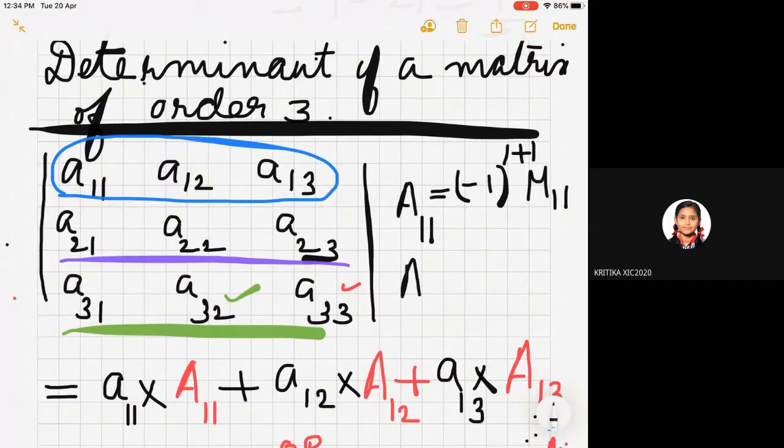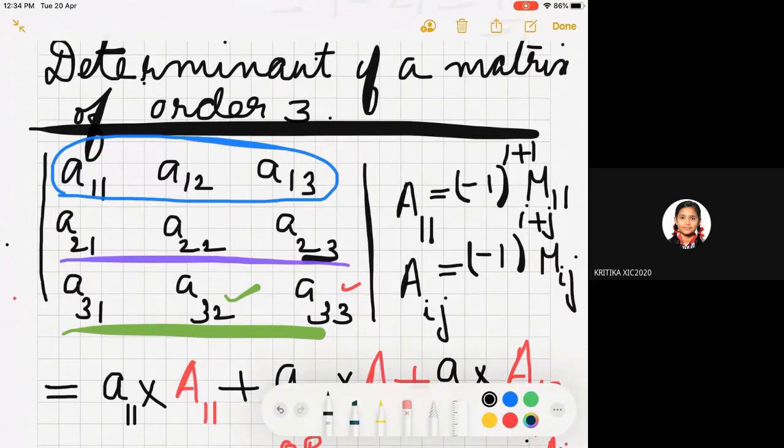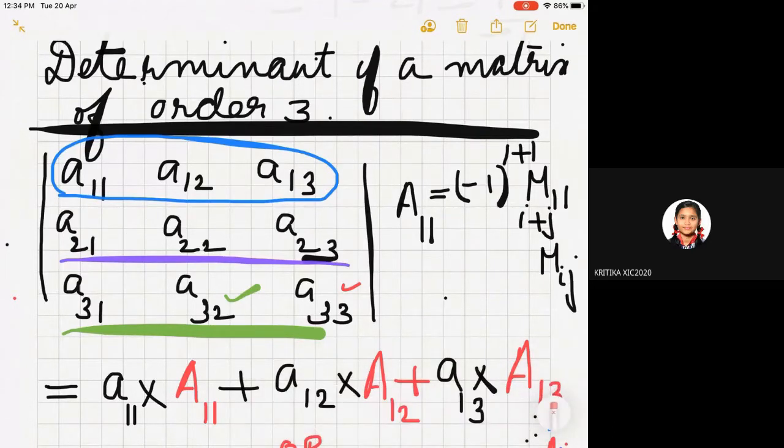Or the cofactor of the element Aij is denoted by capital Aij, which is equal to minus 1 raised to i plus j into Mij. This is the cofactor of A11. Here, the cofactor of A11 is minus 1 raised to 1 plus 1 into M11, and this is equal to minus 1 raised to an even number, it is plus M11.